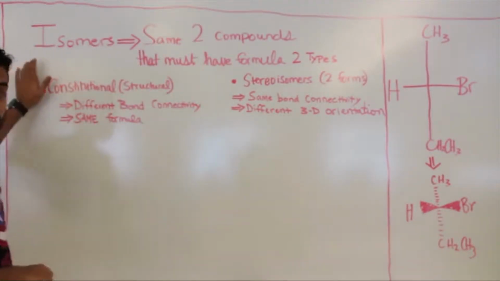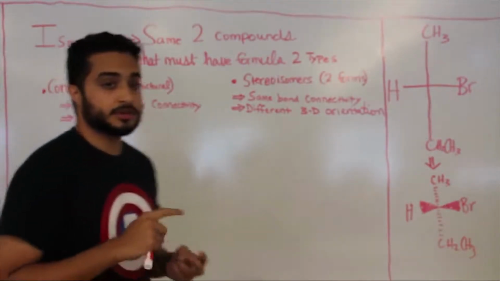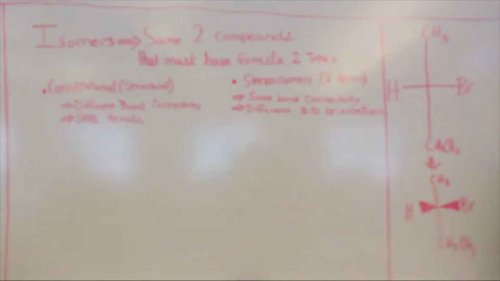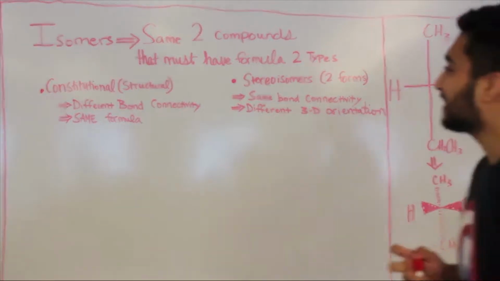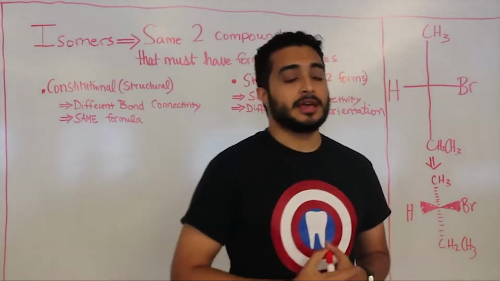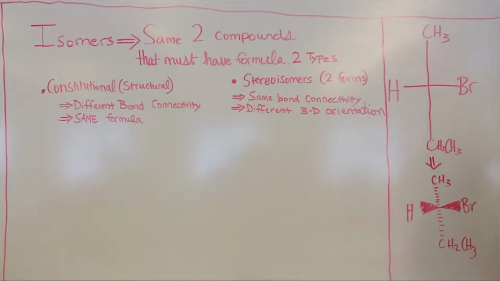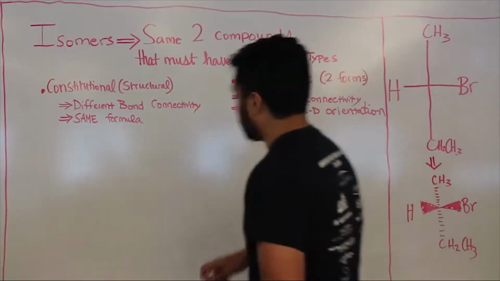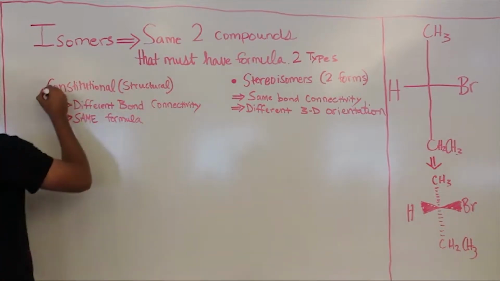It's called isomers, and with isomers, you need to know that they're pretty much two compounds, okay? And with that, you know that both of them must have the same formula for those two types, okay? There's two kinds of them.